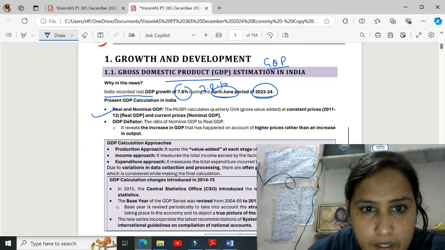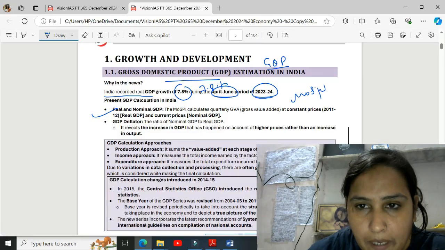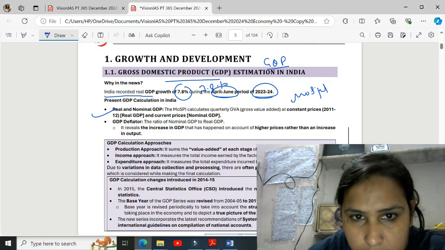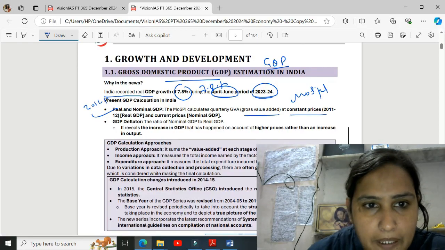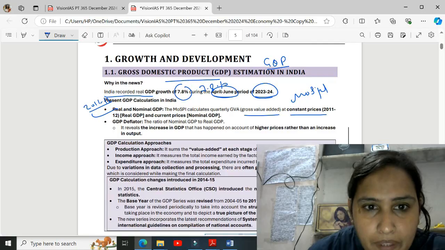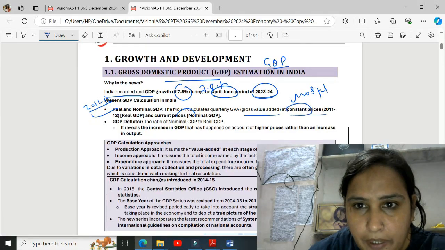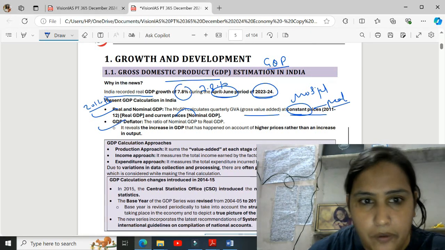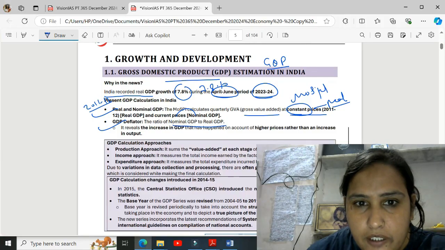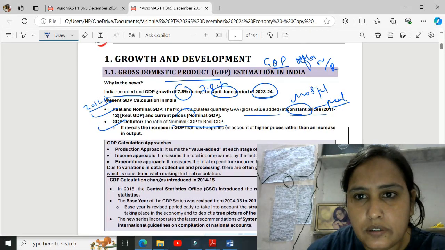Real and nominal GDP: the MoSPI, the Ministry of Statistics and Programme Implementation, calculates the GVA at constant prices. The constant price base is 2011-12. Current price GDP is known as the nominal GDP, and constant price GDP is known as the real GDP. The GDP deflator is the ratio between nominal and real GDP.